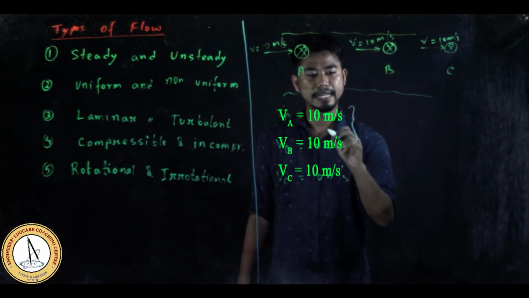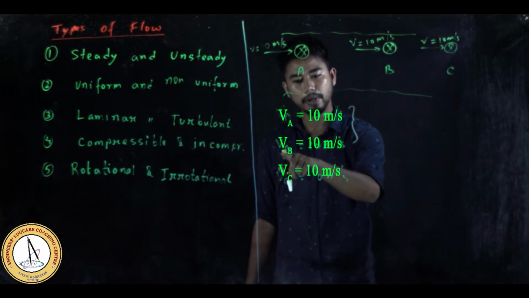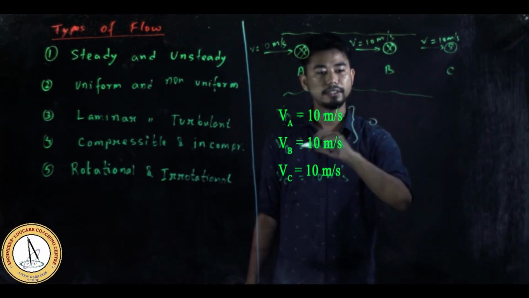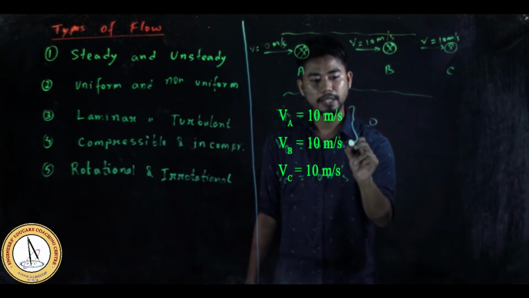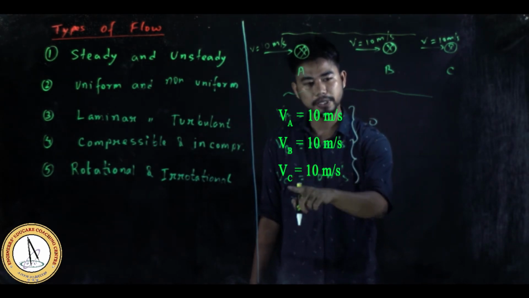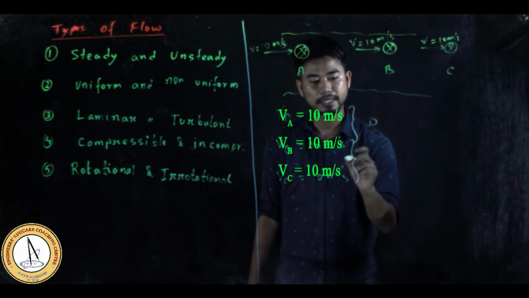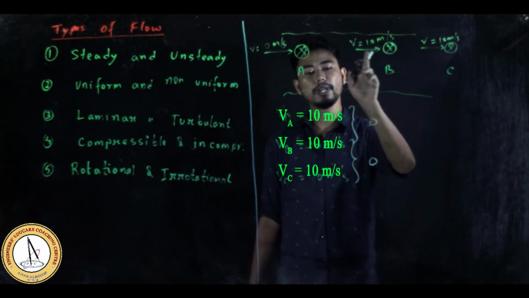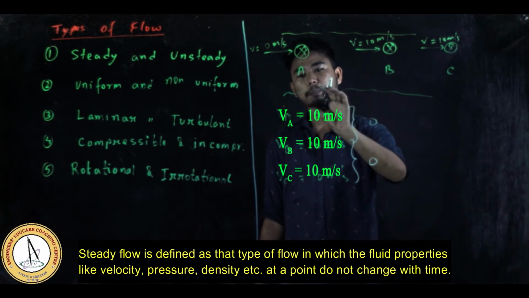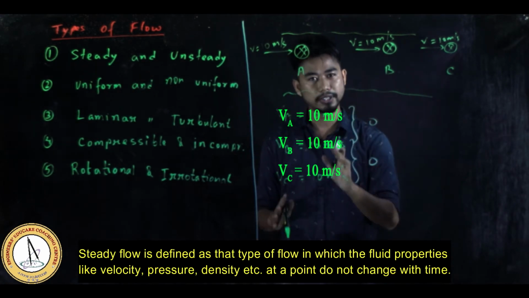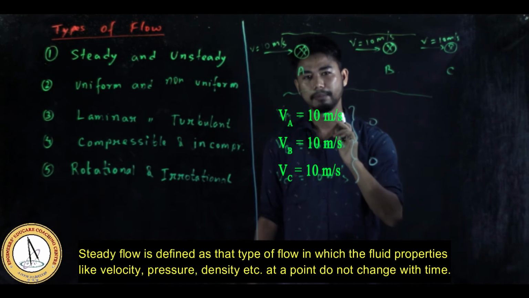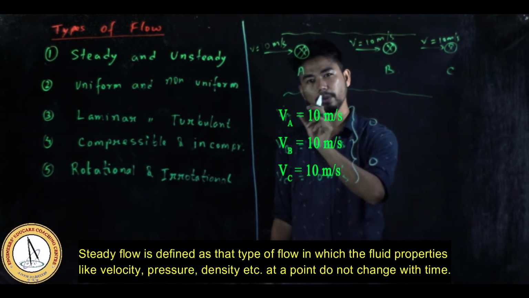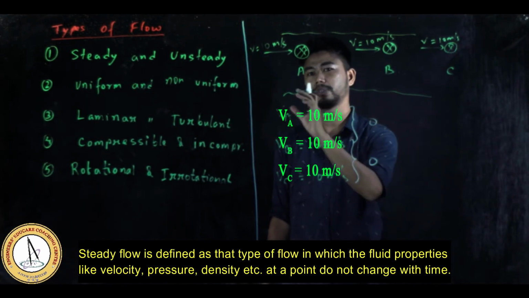Now, if you see the change from point A to point B, what is the change? It is 10 minus 10, it is the 0, there is no change I mean. When it is moving from point B to point C, what is the change again? 10 minus 10, 0. That means there is no change. So this kind of flow, where the property of the fluid does not change with respect to time, is called as the steady flow. So remember, the steady flow we are going to see with respect to the time.